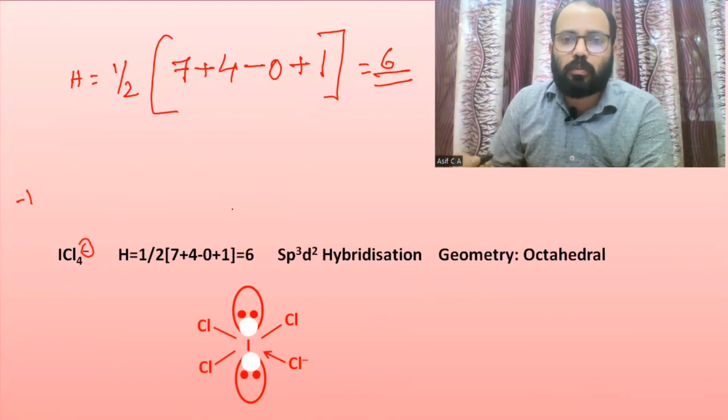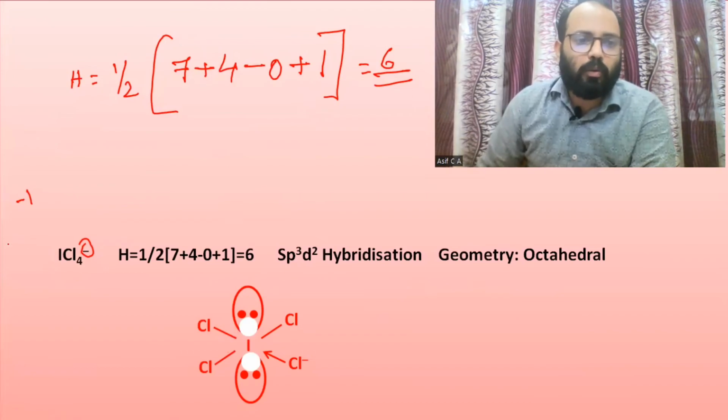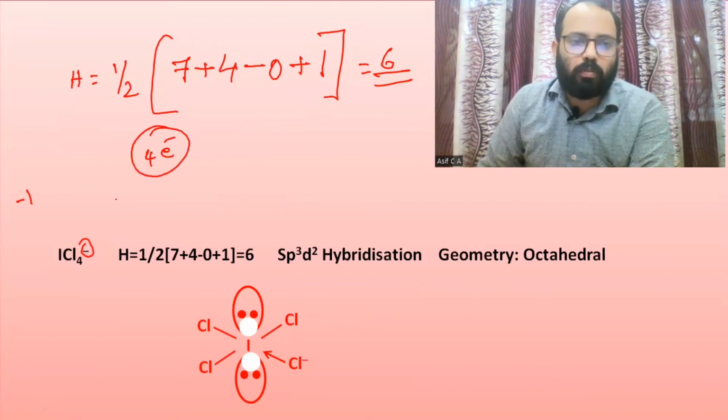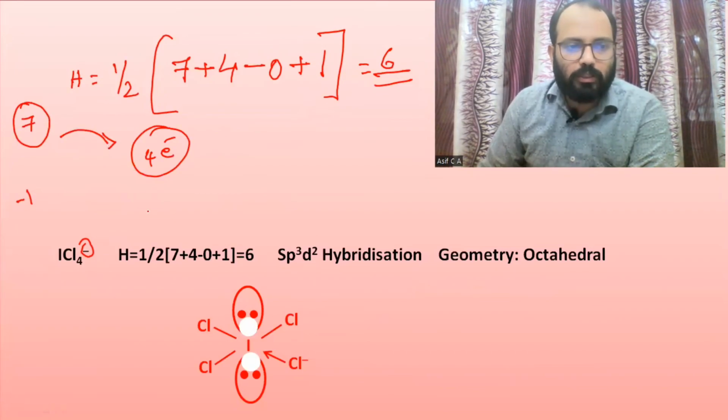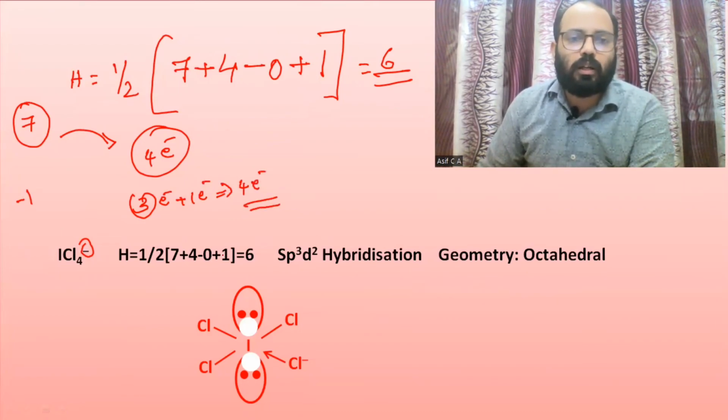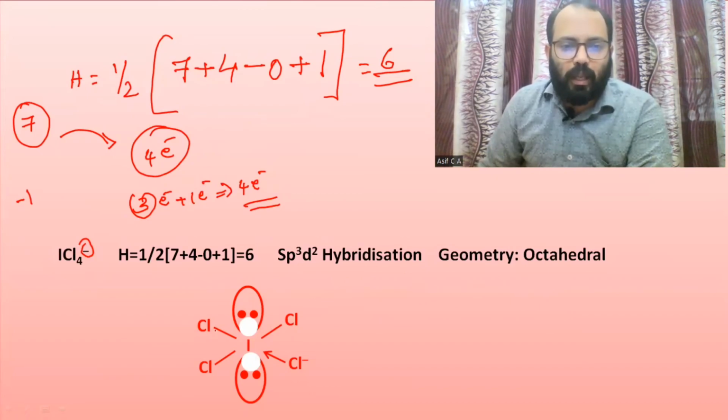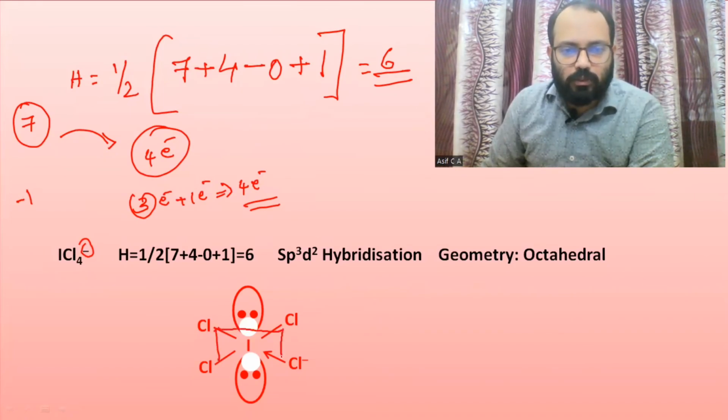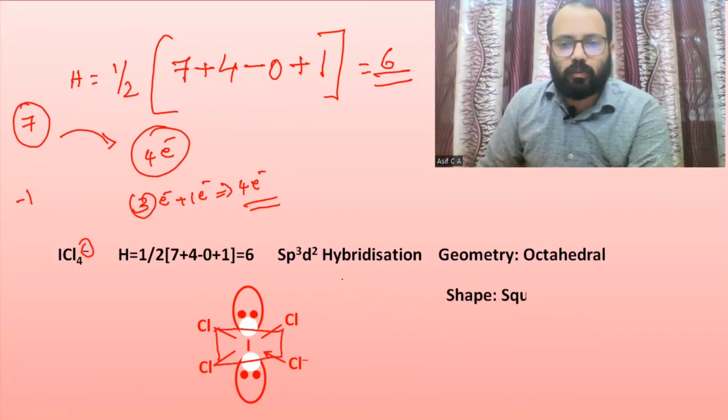When the hybridization is sp3d2, the geometry is obviously octahedral, but will the shape be the same? Look at that, no, there is a lone pair. You can find the lone pairs even without the structure. Only 4 have joined with iodine, so 4 electrons have gone into sigma bonds. Iodine has 7 outermost electrons, 4 already joined, so 3 electrons remain. But it is -1, so it has gained one more electron. So the balance is 4 electrons, and 4 electrons means 2 lone pairs. That's it, done. So you will have square planar shape because of the presence of 2 lone pairs.